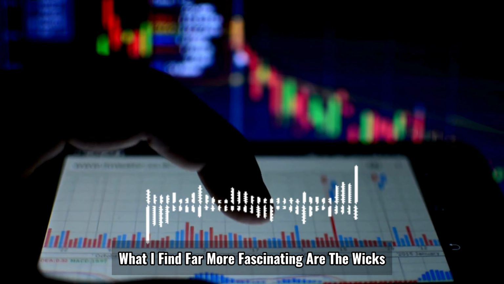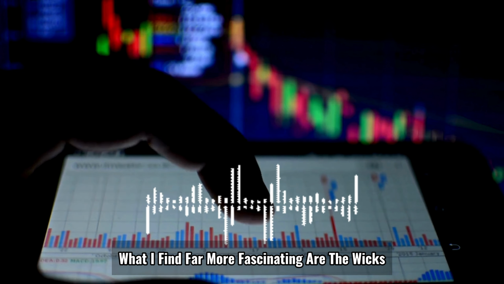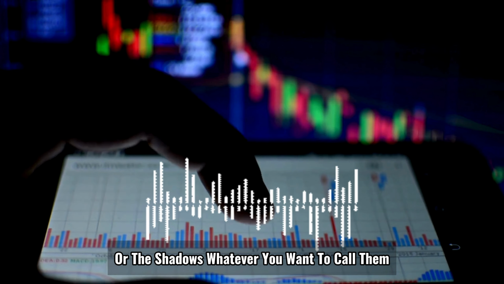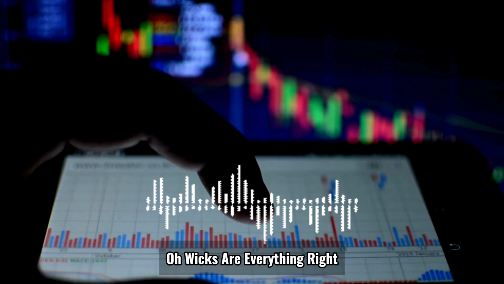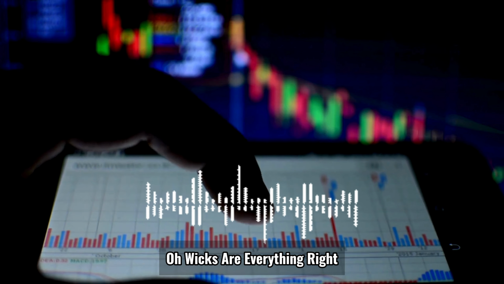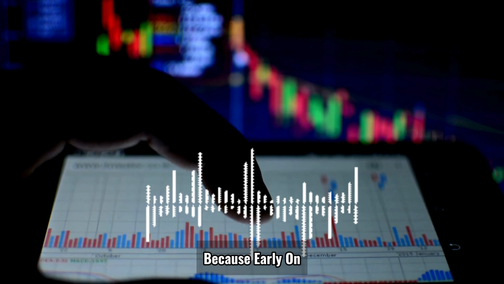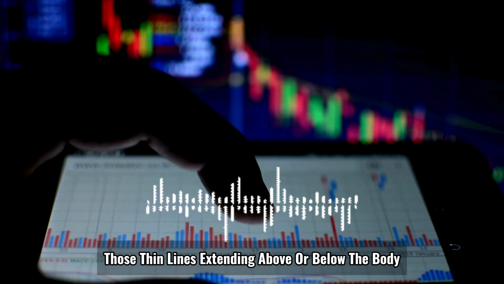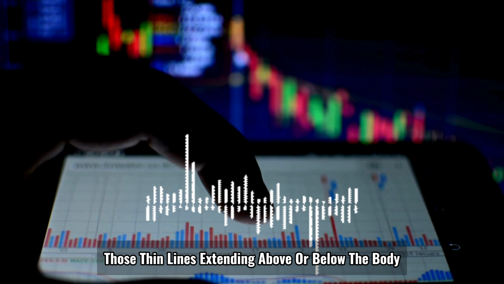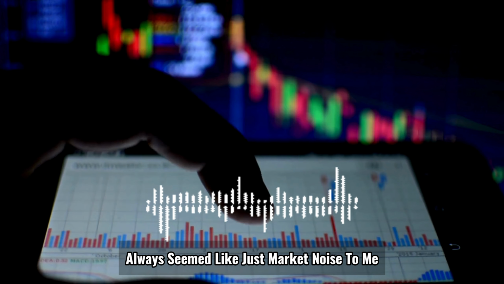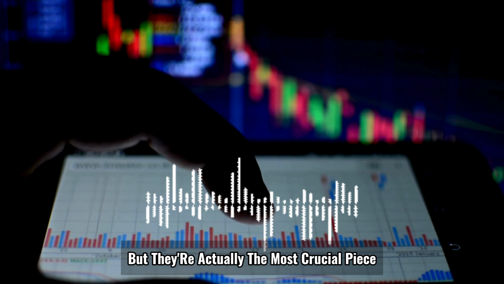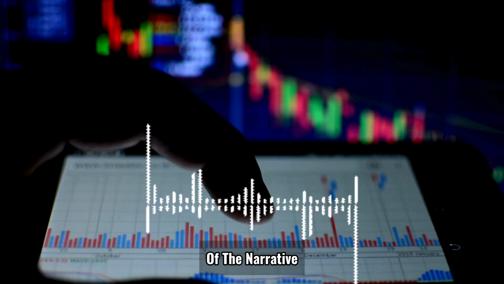But what I find far more fascinating are the wicks, or the shadows, whatever you want to call them. Oh, wicks are everything. Right, because early on, those thin lines extending above or below the body always seemed like just market noise to me, but they're actually the most crucial piece of the narrative.